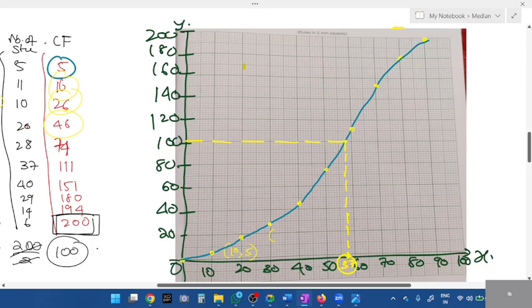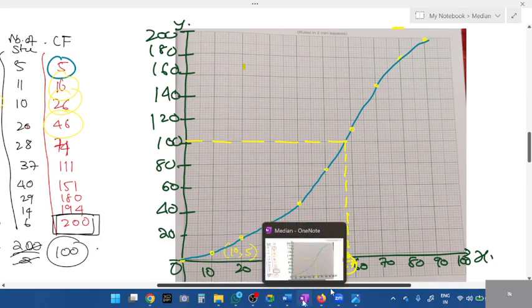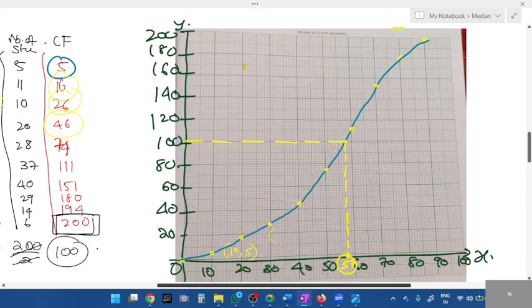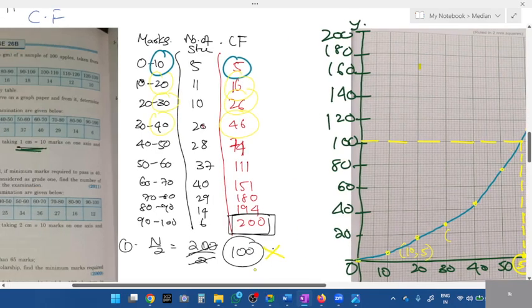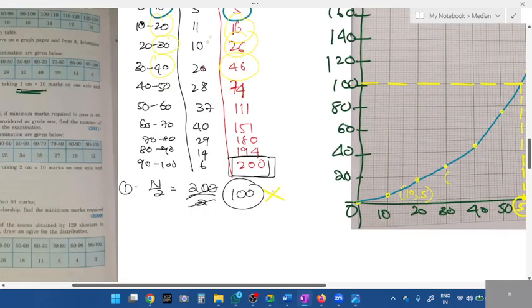56 is also fine. 56, 57. Correct answer. So this is the answer for median. Median is not 100. Those who are doing it, look, median is not 100. What is the median value? Median is 57. That's the first answer. Write the answer, all of you. Median is equal to 57. Median is not 100.